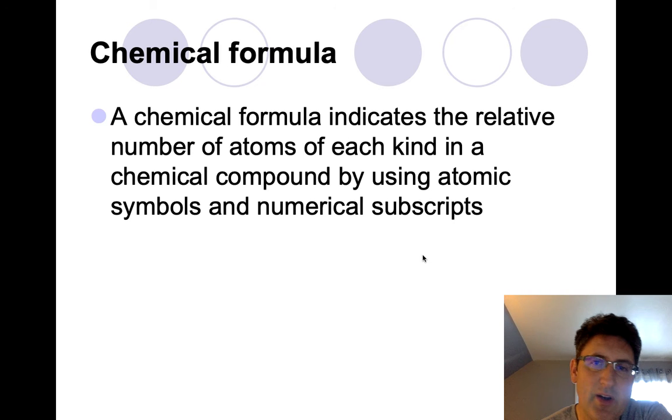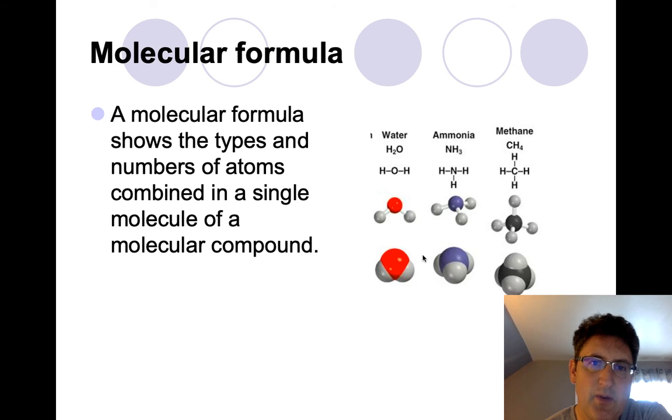So we are going to be using those symbols that you learned in Chapter 5 and using subscripts to distinguish how many of each atom that we have. Okay. A molecular formula shows the types and numbers of atoms in a single molecule of a molecular compound. So we can see here, this would be the molecular formula for water, H2O. This would be the molecular formula for ammonia, which is NH3. And this would be the molecular formula for methane, which is CH4.